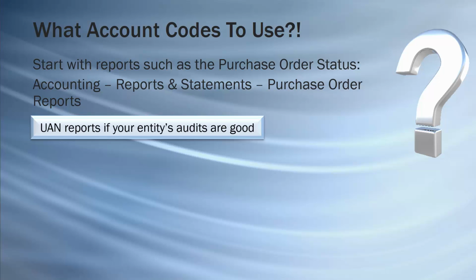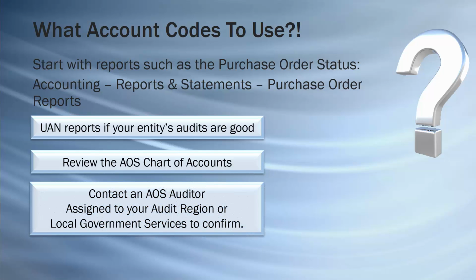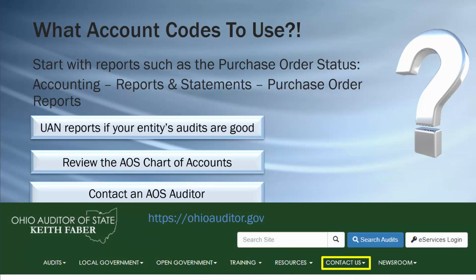If you can't trust the payment history, though, or if this is a new type of expense, your next step is to review the Uniform Chart of Accounts to get complete code descriptions. If you're still stumped, then contact the auditor of state assigned to your region or a local government services auditor. Just click Contact Us on the AOS website to find their phone and email address.